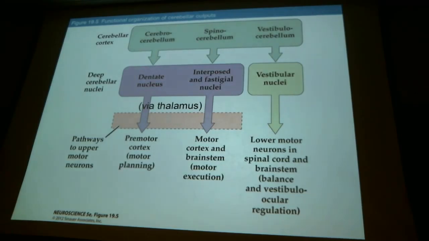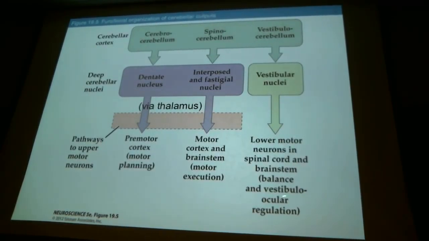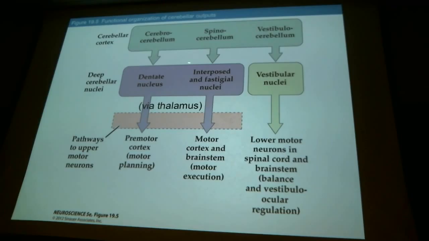And the outputs, we talked about each of these components of the cerebellum having different outputs. So the vestibulocerebellum projects back to vestibular nuclei, which then also sends motor outputs. These two components go through the deep cerebellar nuclei and ultimately through thalamus to project back to cortex. So it sends some outputs in one direction and other outputs in the other direction.